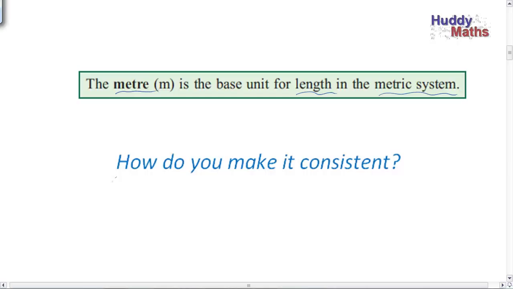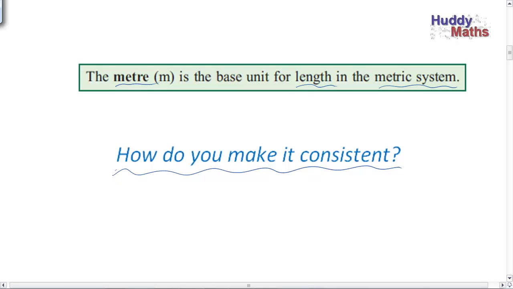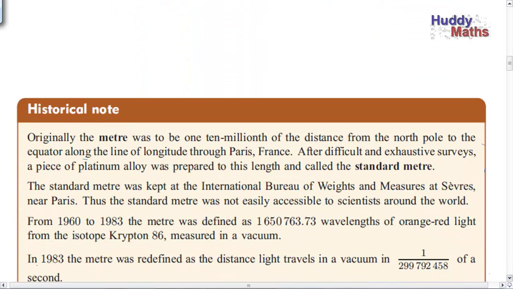But here's the question: how do you make sure everybody's metre on every tape measure around the world is always the same? How do you make it consistent? Well, there's a bit of history here, so you might be interested in that. So come down, and here's the history.